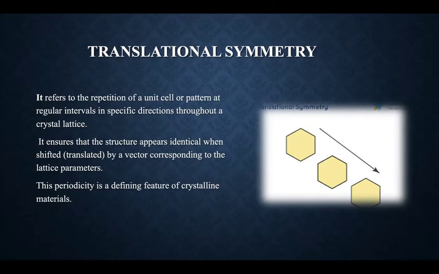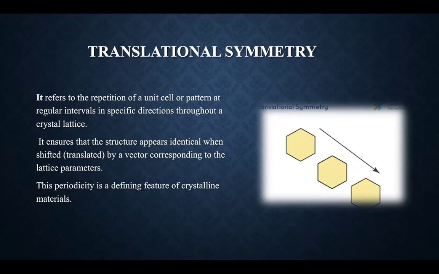Translational symmetry refers to the repetition of a unit cell or a pattern at regular intervals in a specific direction, throughout a crystal lattice. It ensures that the structure appears identical when shifted, that means when translated by a vector corresponding to the lattice parameters. This periodicity is the defining feature of crystalline materials.